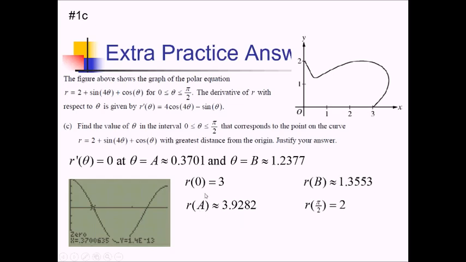And what did they actually want here? They wanted us to find the value of theta in the interval that corresponds to the greatest distance. They don't want to know the greatest distance. They just want the angle. So we say our greatest distance then happens at theta equals A.